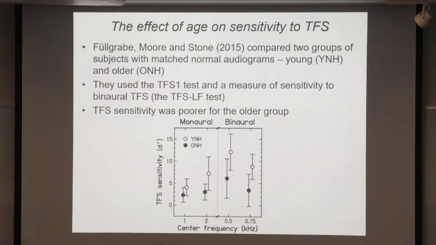And this just shows the mean results. Here, to make everything comparable, we've converted all scores to a measure of sensitivity. So higher scores mean better performance, but you don't need to worry about the details of this. But these are results of the TFS-1 test. And these are results of the binaural test, the TFS-LF test. And you can see that the older listeners perform more poorly. Sorry, the older listeners here have lower d-prime scores. They have worse performance than the young subjects on both of these tests. And I should say that these groups were matched for their cognitive abilities as measured with an IQ test.